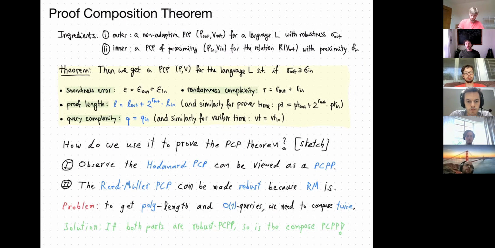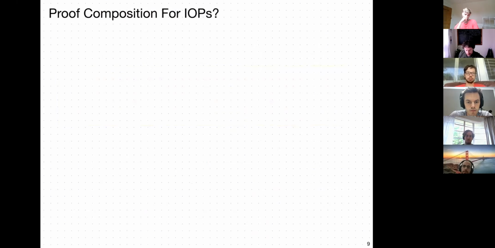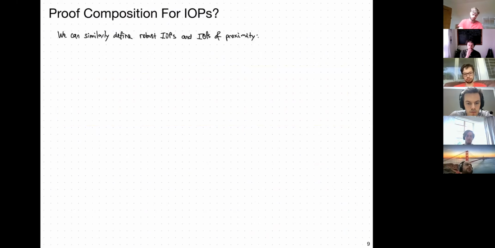Feel free to stop me with any questions, and if not, I'll spend 5 to 10 more minutes to tell you how proof composition works in the setting of interactive proofs and why it's more efficient there. Okay, so now we have IOPs, which are a multi-round PCP. So in each round, the prover is sending us another PCP oracle.